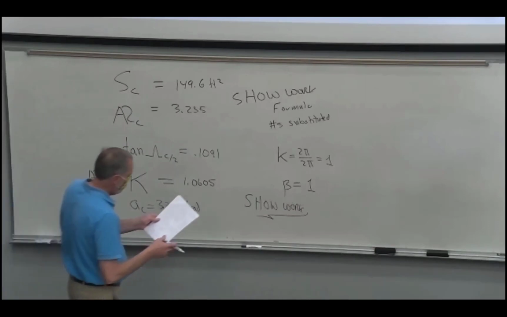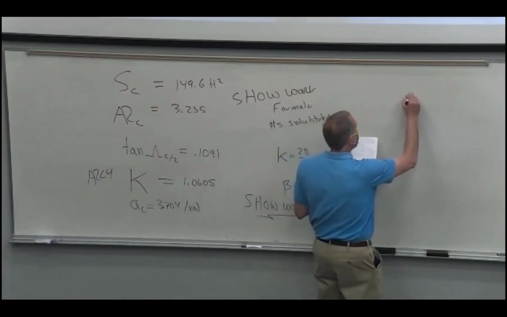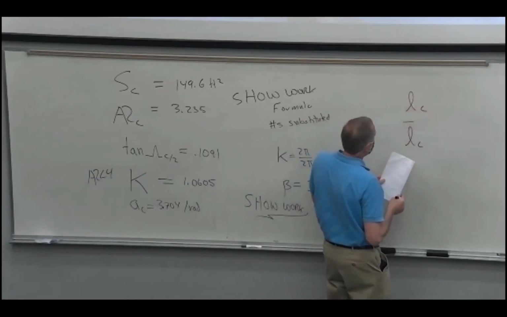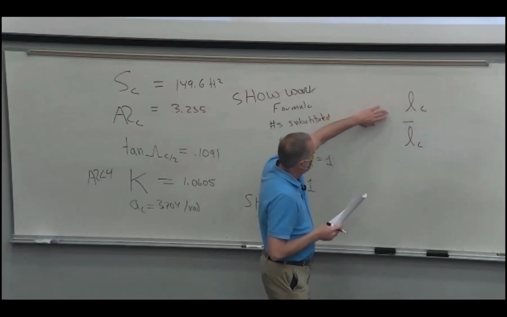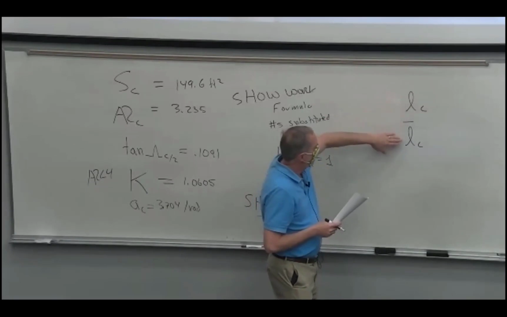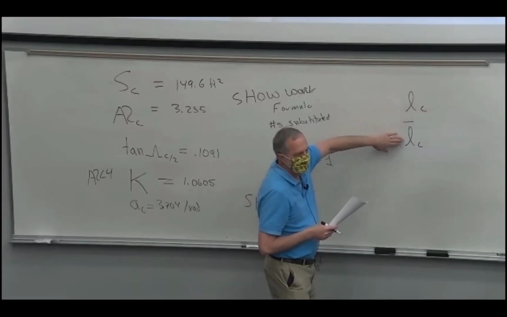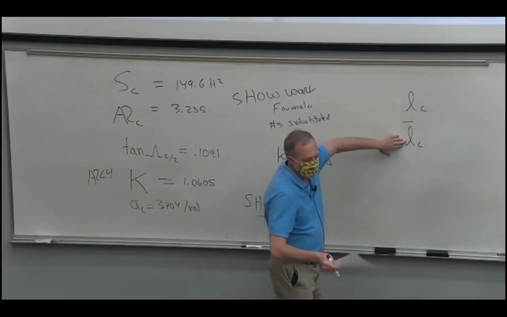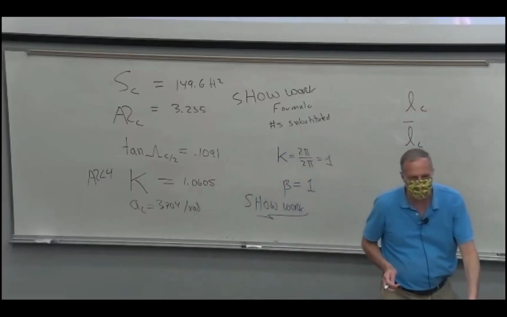Let's see, the next thing we need to calculate is LC and LC bar. And so this is the distance from the CG to the canard. And this is the distance from the aerodynamic center of the wing to the canard aerodynamic center. So I'm going to put the picture up there, and I've drawn these distances on there.